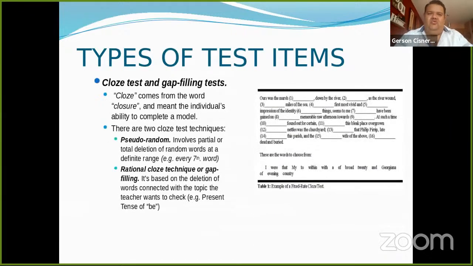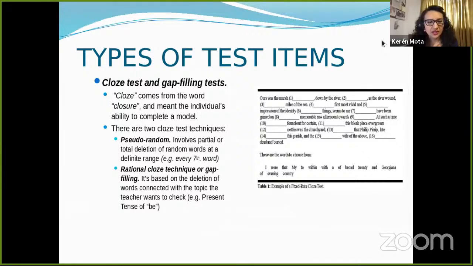Now, what about the others? What about cloze tests and gap filling tests? Read the first point, Karen. Cloze comes from the word closure and means the individual's ability to complete a model. Yes, there are two cloze test techniques. Pseudo-random involves partial or total deletion of random words at a definite range. And rational cloze technique, or gap filling, is based on the deletion of words connected with the topic the teacher wants to check. Very good.